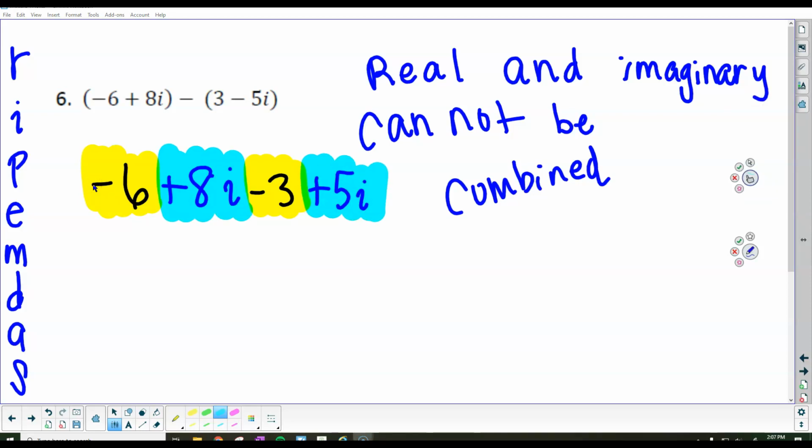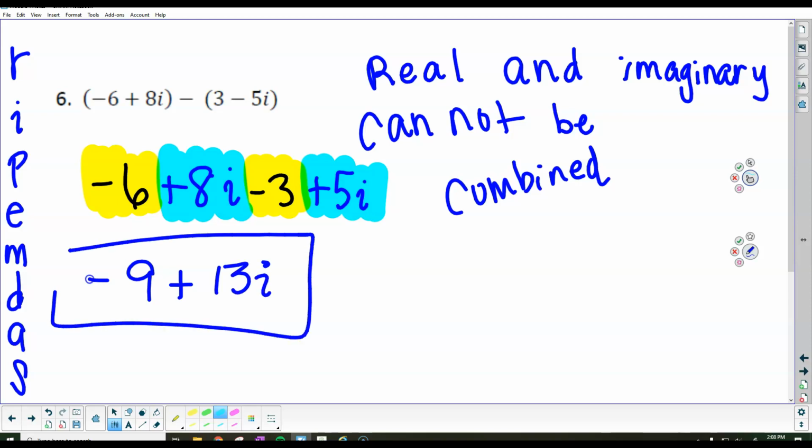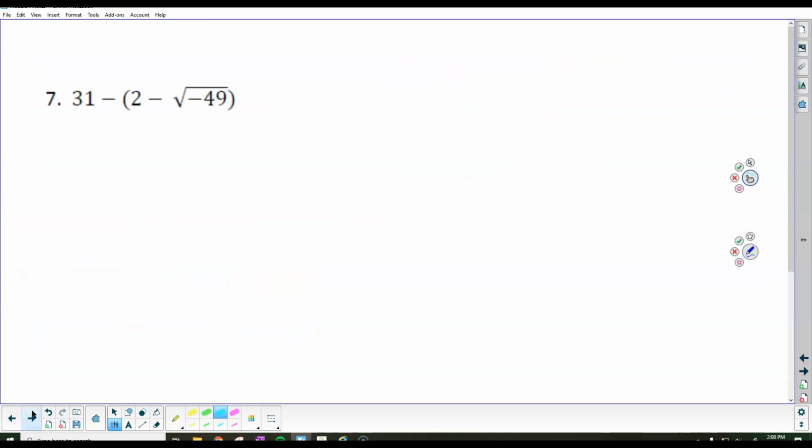Real part first, which is what I highlighted in yellow. So this is going to be a negative 9, and then your imaginary part goes at the end. Y'all, it's just 8 plus 5. So it's just 13i. Any questions on that? So remember, it's always this.